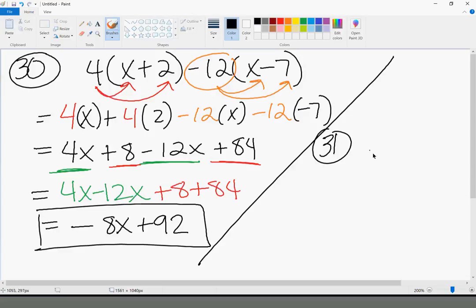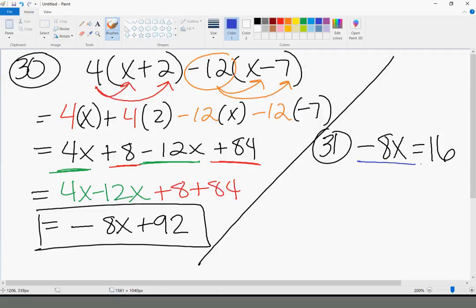Here's number 31. Negative 8x equals 16. So we're trying to solve for x. So we have negative 8 times x equals 16. So we're trying to figure out what value x would need to be. If I multiplied it times negative 8, I would get positive 16. So I want to undo this operation of multiplication. So to undo multiplication, I'm going to divide.